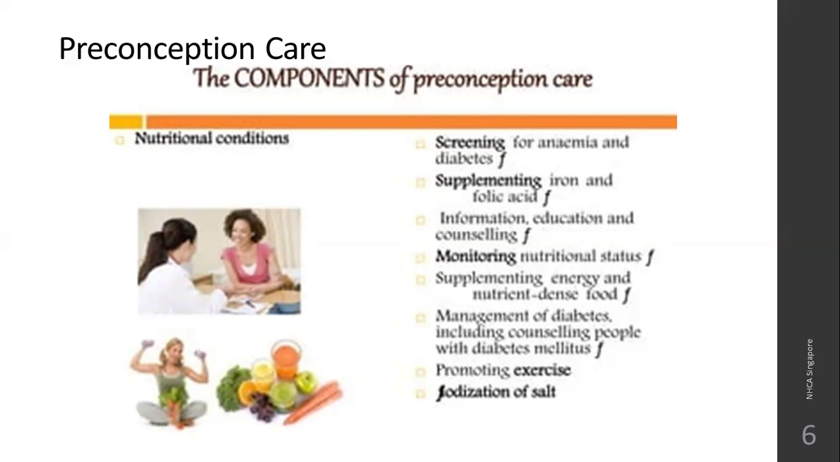So what does a woman have to do for this? First she will get screening done for any anemia or diabetes. Also PCOS. Women who have PCOS have to be very vigilant about their preconception care.